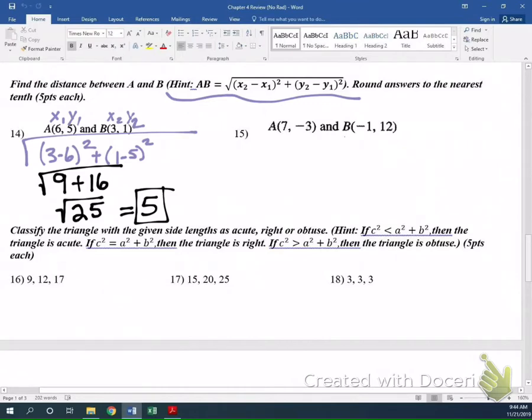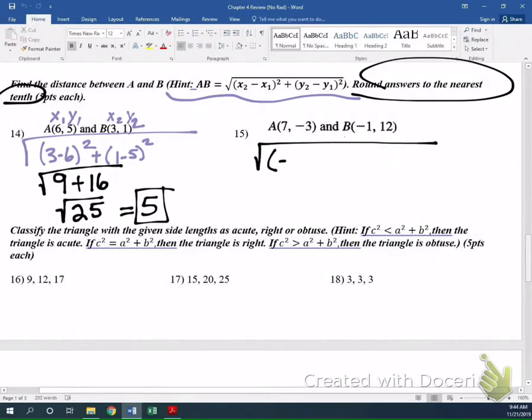Now, I'm not sure if they all turn out to be whole numbers tomorrow. I feel like all these answers are really nice and neat today. If they're not nice and neat tomorrow, notice that it says just round to the nearest 10th, so one number after the decimal. All right, 15 is the same thing. We're going to subtract the x's. So negative 1 minus 7, square it, plus 12 minus negative 3, square it.